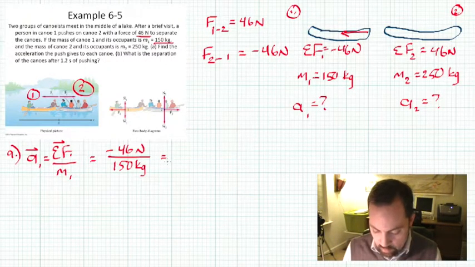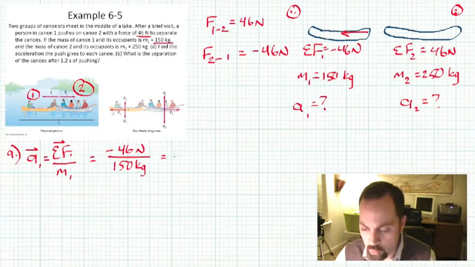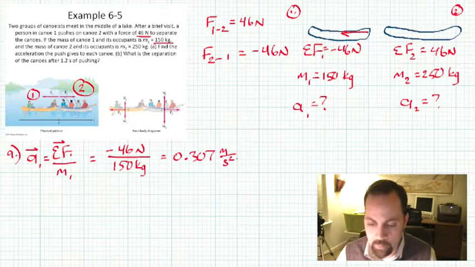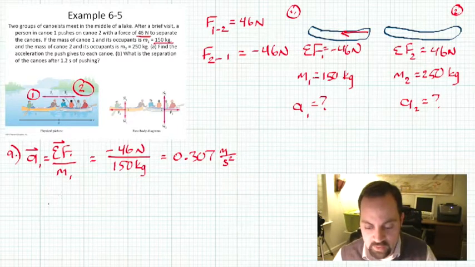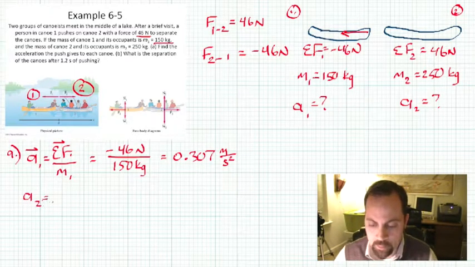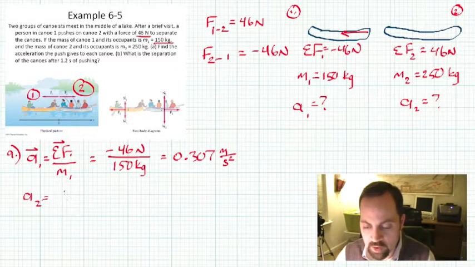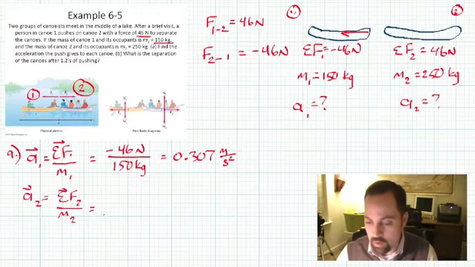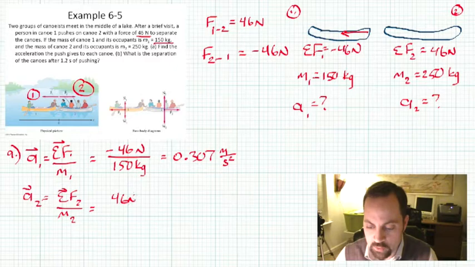Negative 46 divided by 150, that's 0.307 meters per second squared. All right, let's find the acceleration of canoe 2. Well, the exact same thing, just different numbers. Net force on 2 divided by the mass of 2. So the net force on 2 is the same thing as net force on 1. It's just in the positive direction. So that's 46 newtons divided by what's the mass of canoe 2?